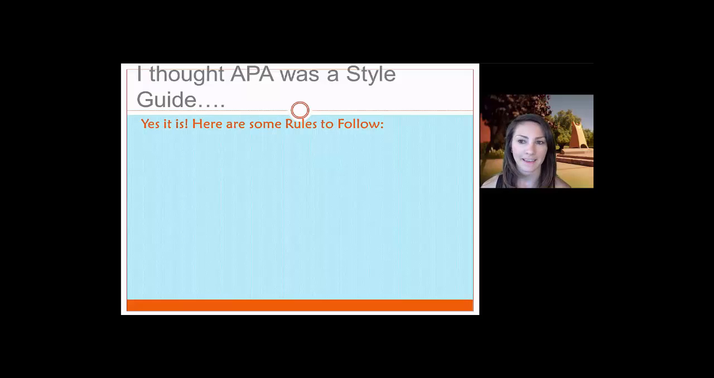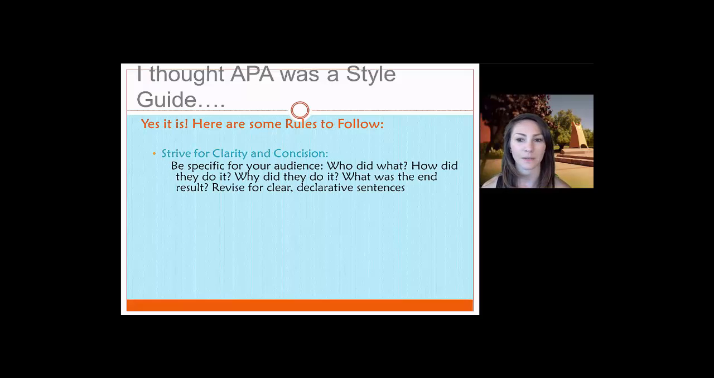So APA is a style guide, and here are some rules that you can follow. You can strive for clarity and concision, be specific for your audience, so who did what, how did they do it, why did they do it, and what was the end result. Revise for clear declarative sentences.